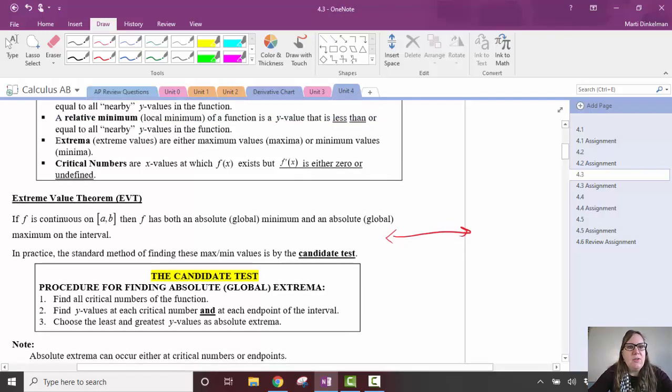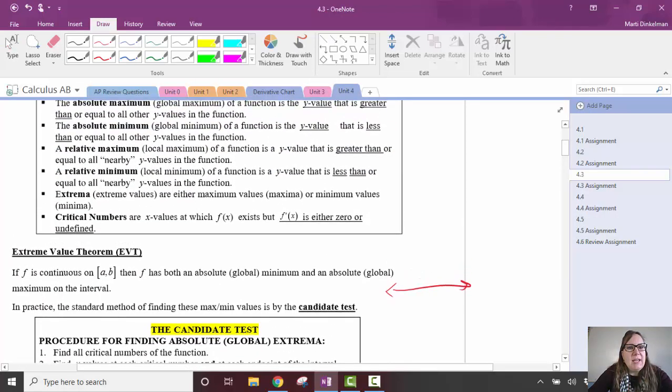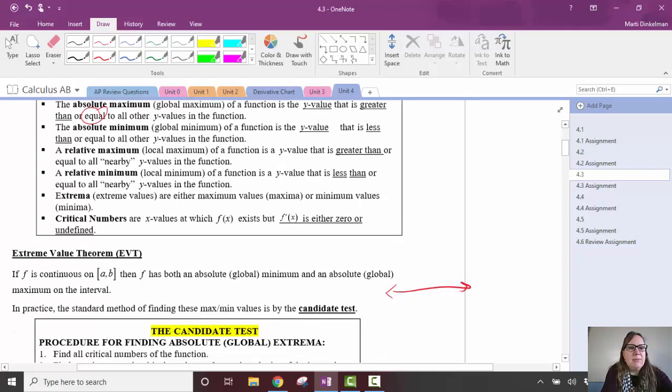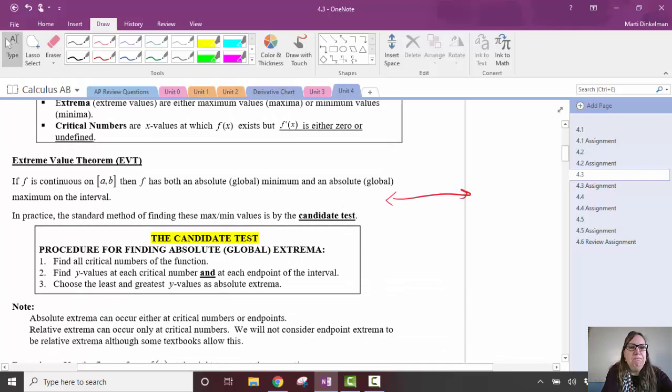so it does have to fit this extreme value theorem. And if you look at the definition again for the absolute max and absolute min, it says greater than or equal to, and that's why for a horizontal line we end up having an absolute max and an absolute min.